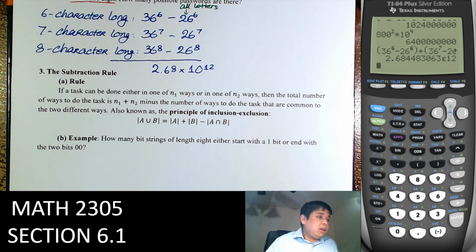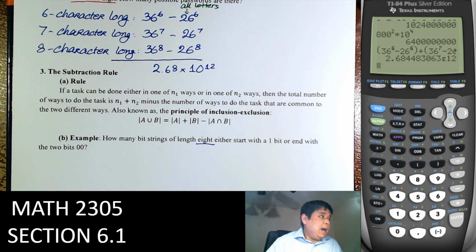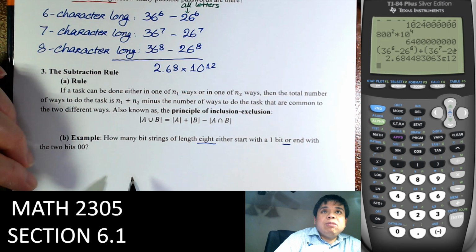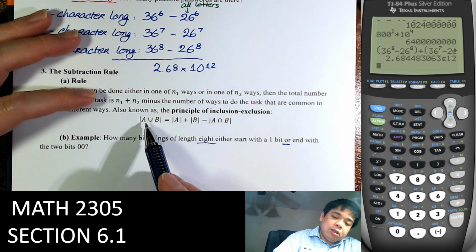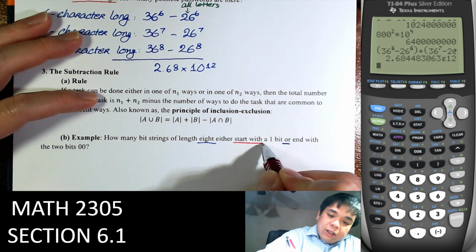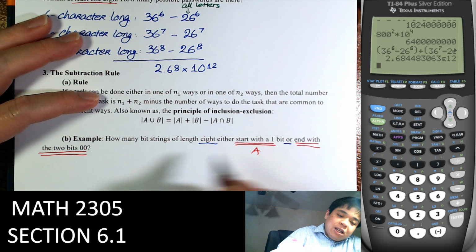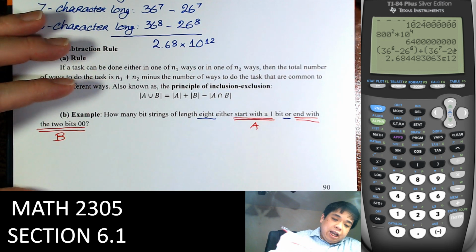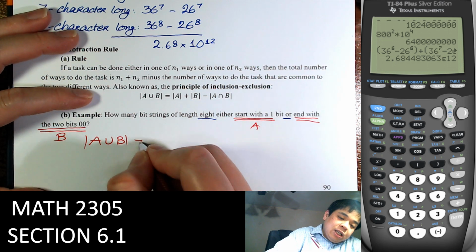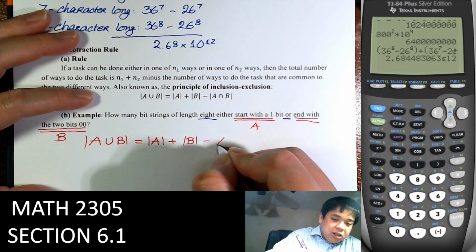How many bit strings of length 8 start with 1 or end with 00? So the key is OR. Let's say we have the number that start with 1, and let's say that set is A, and those that end with 2 bits 0 0, that set is B. So what we want is A or B, either start with 1 or end with 0 0. It's A plus B minus A intersect B.